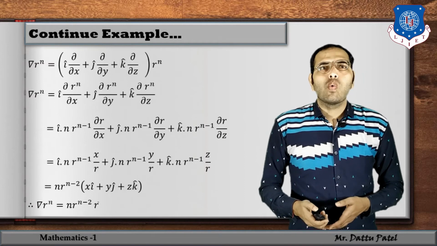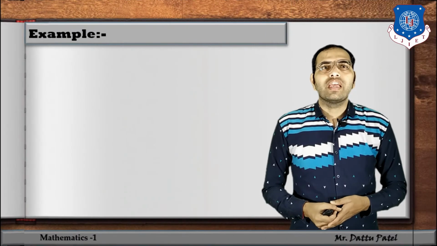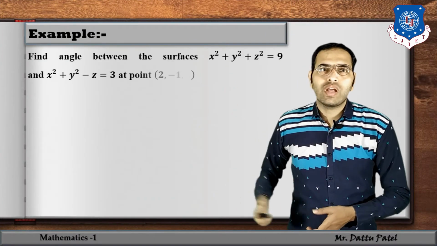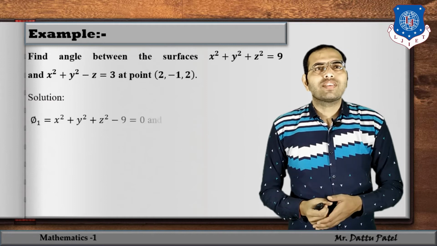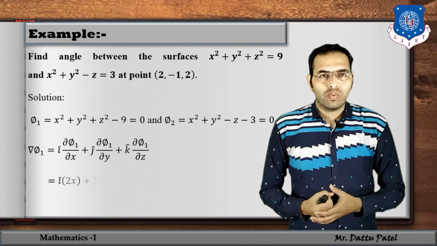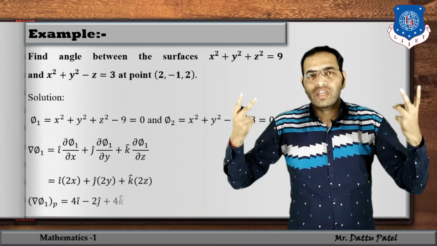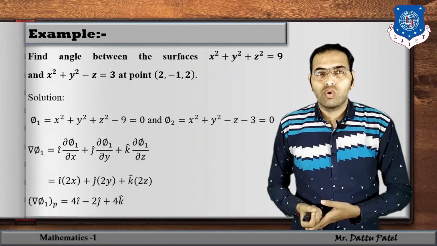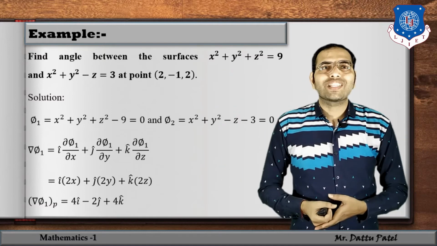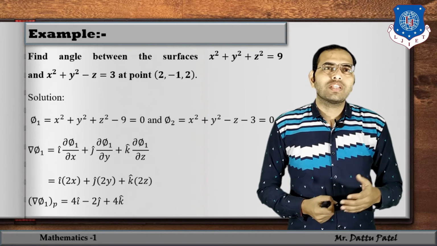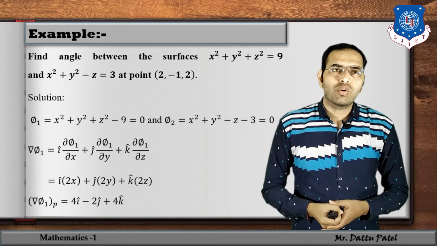Now let's see one more example. Find the angle between the surfaces x square plus y square plus z square equal to 9 and x square plus y square minus z equal to 3 at the point 2, minus 1, 2. Here we have two surfaces. We consider one as phi 1 and the other as phi 2. Then phi 1 equals x square plus y square plus z square minus 9 equals 0 and phi 2 equals x square plus y square minus z minus 3 equals 0.